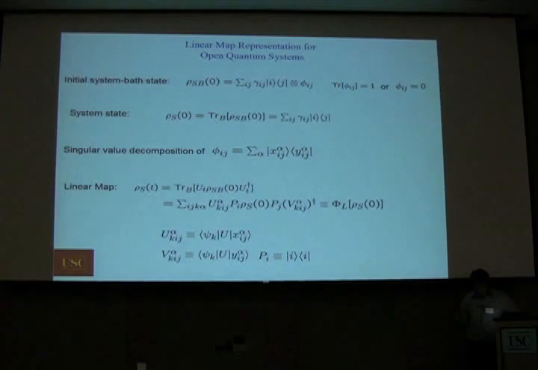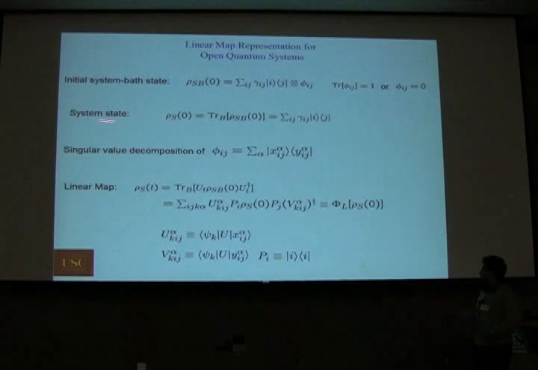So I want to do something general. Let's start from this initial class of states. These phi_ij are the bath operators. They have non-zero trace, I've normalized it, or they just don't appear in this summation. And the state of the system comes out just by tracing out the bath part. What I'm looking at is the state of the system at time t, so I want to compute this.